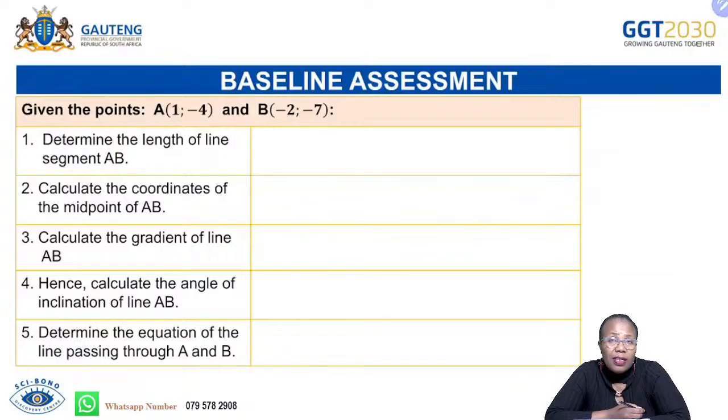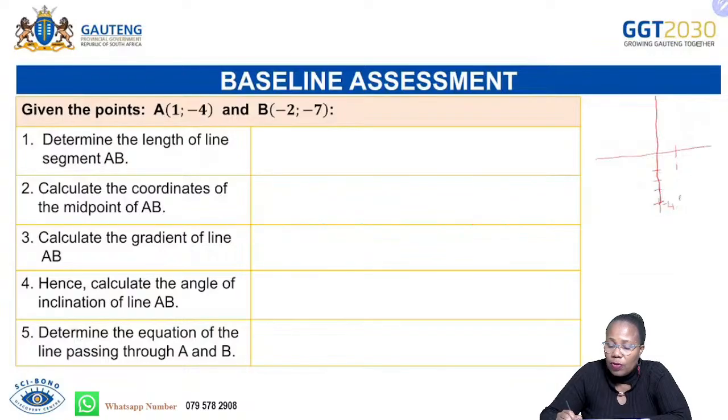We are given point A with coordinates (1, -4) and point B with coordinates (-2, -7). It is better, grade 12, to have a little diagram to have clarity on where these two points lie. The first one is 1 with -4, so you have a point there, that is your A point. And then you have the B point, which is -2 and -7, another point there.